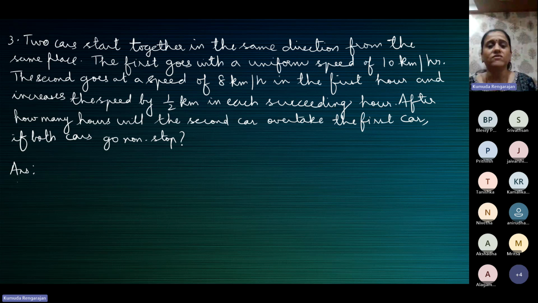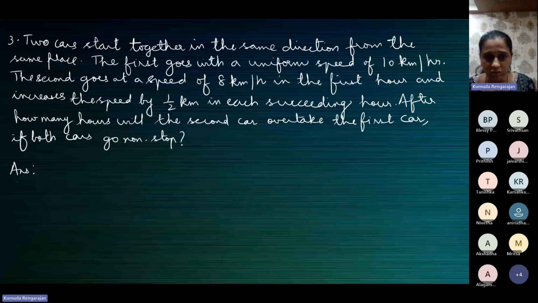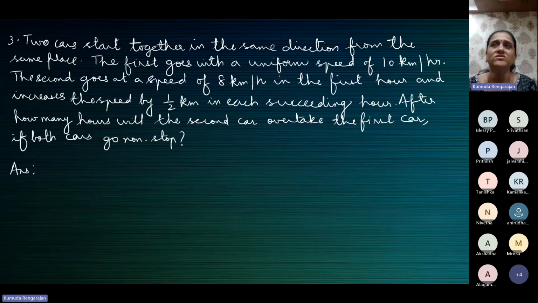So the distance covered by the first car in n hours is equal to the distance covered by the second car in n hours. That's the equation. Now, supposing that n is, say, 11, that means after 11 hours, the second car will overtake the first car. The distance covered by the first car in 11 hours is equal to the distance covered by the second car in 11 hours.